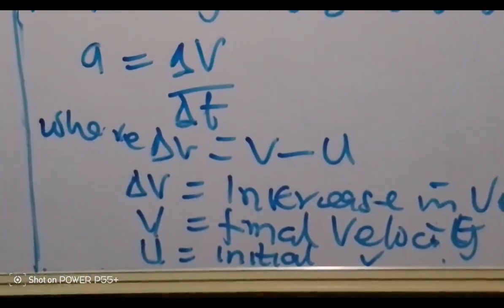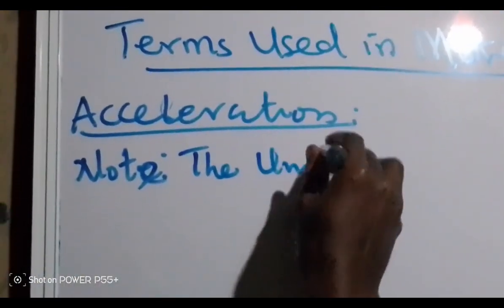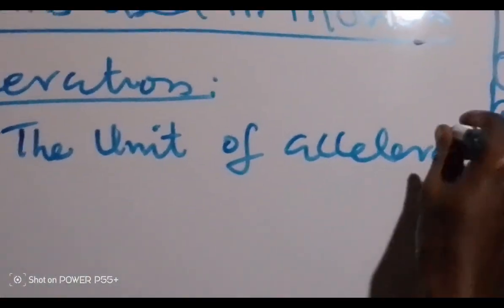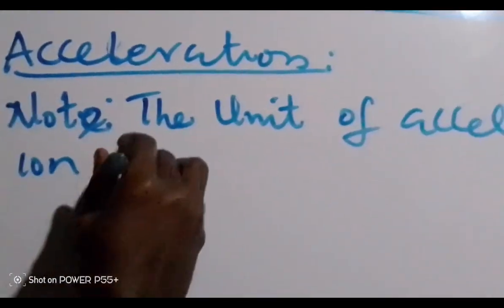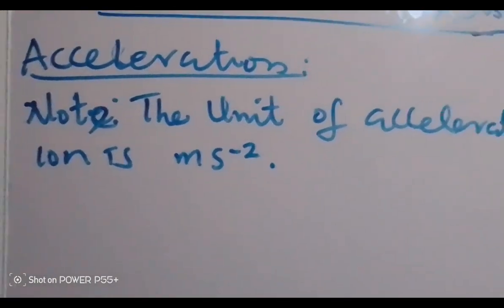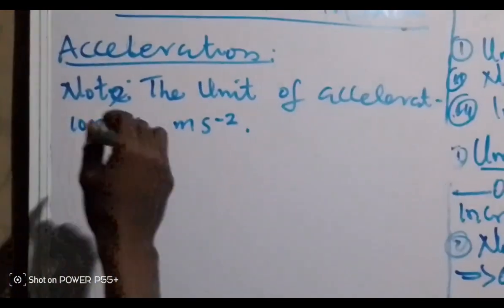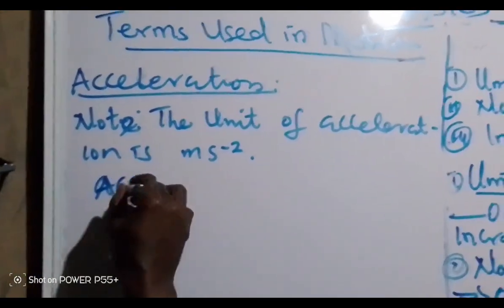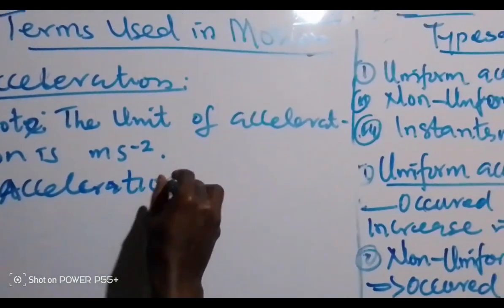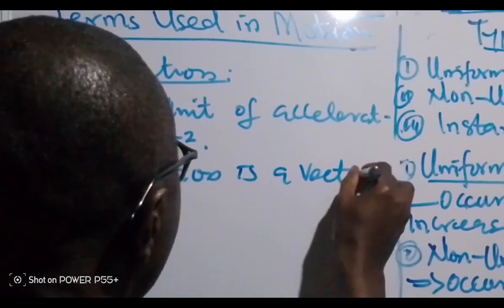Note the unit of acceleration. The unit of acceleration is meter per second square. We are familiar with this one before in our former lesson. And at the same time, acceleration is a vector quantity.